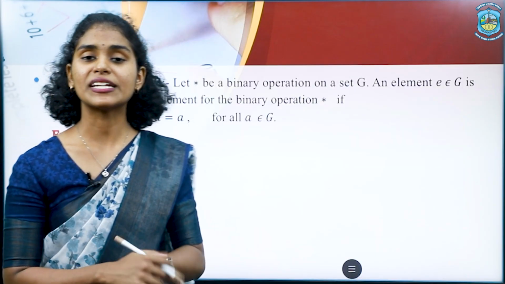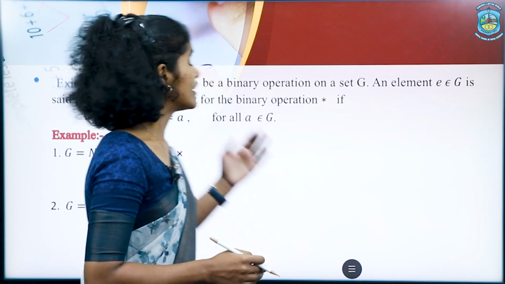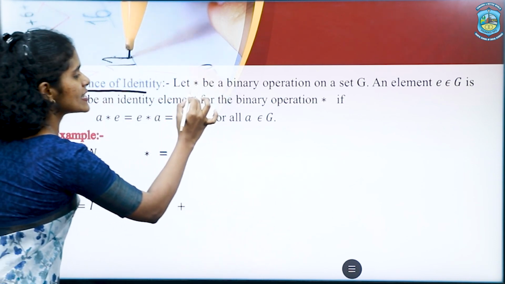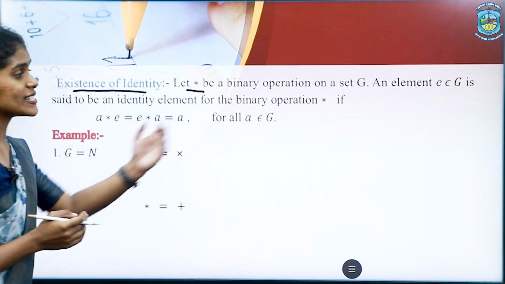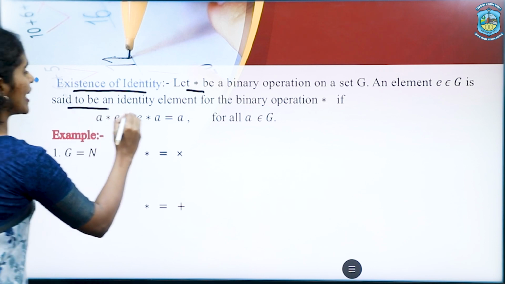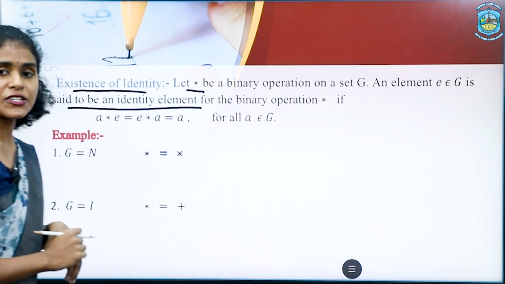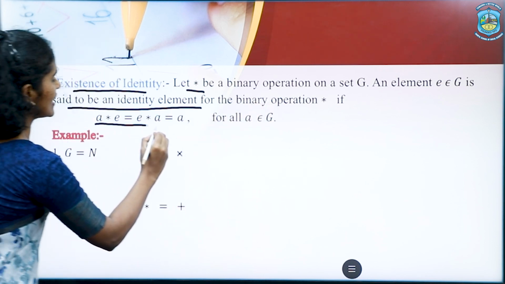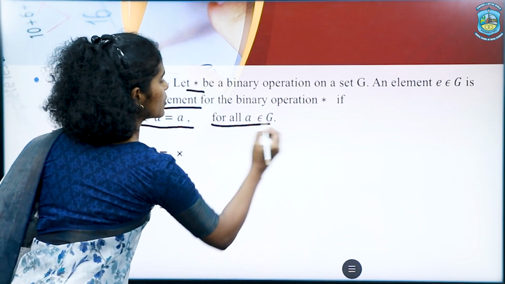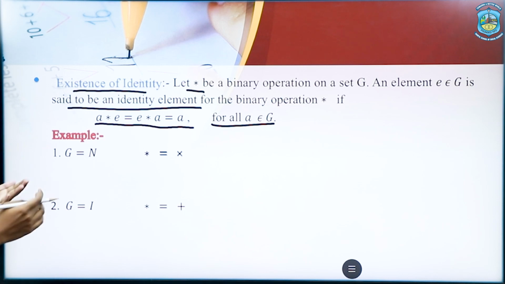Now we see one of the important properties of binary operation, that is existence of identity. Let star be a binary operation on a set G. An element E belongs to G is said to be an identity element for the binary operation star if A star E equal to E star A equal to A for all A belongs to G. Now we may see examples.